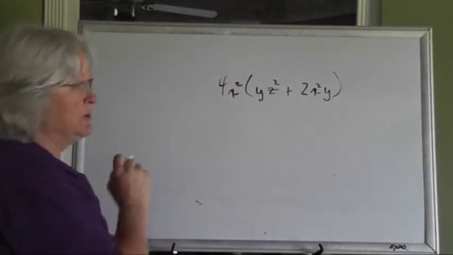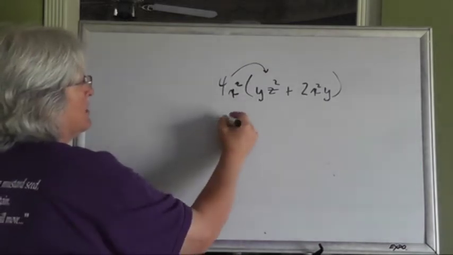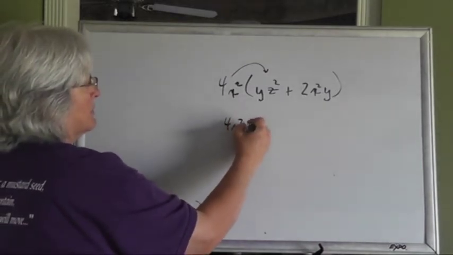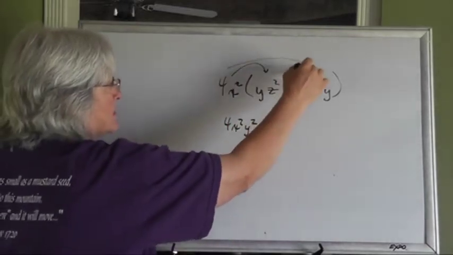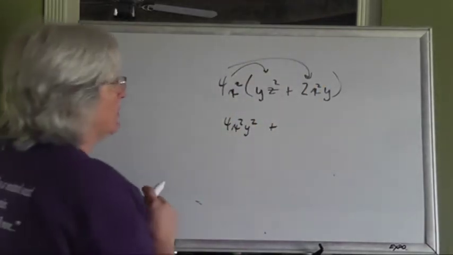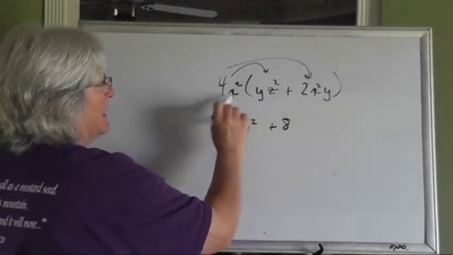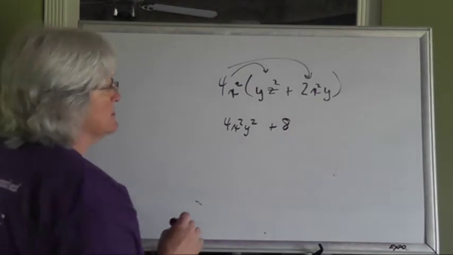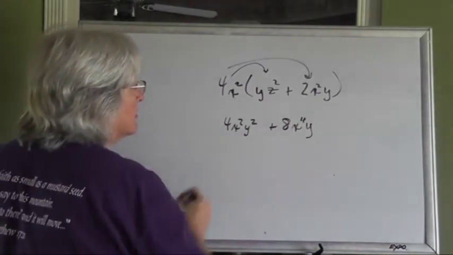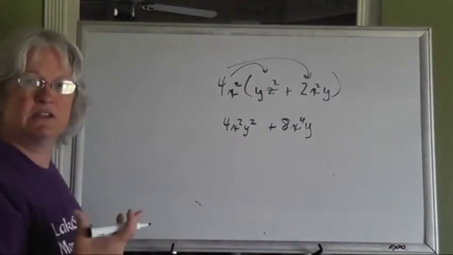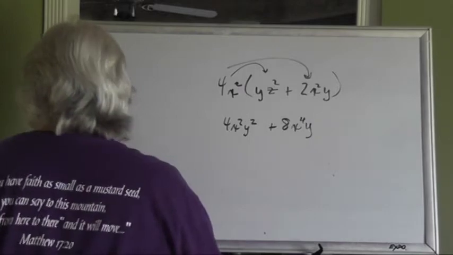Here this is just simple distribution. 4x squared times yz squared becomes 4x squared yz squared plus 4x squared times 2x squared y. 4 times 2 is 8. X squared times x squared becomes x to the fourth, and y. And it's these principles that you've already learned that we're going to be expanding on in this section.